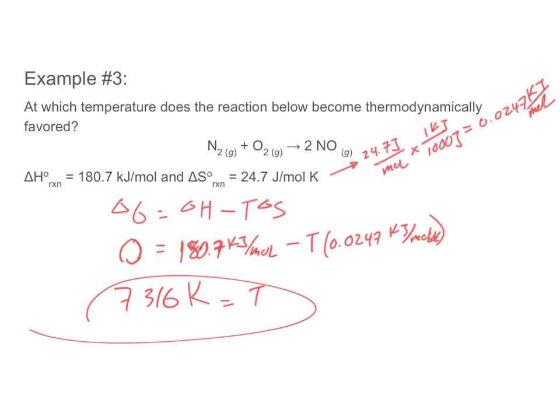And then in this case, the delta S is also positive, right? And delta G has to be negative at really high temperatures. So we haven't calculated what delta G is yet. We're going to, but I'm telling you that in order for this reaction to be thermodynamically favored, we have to have an incredibly high temperature, which is, in this case, 7,316 Kelvin. Does that make sense?